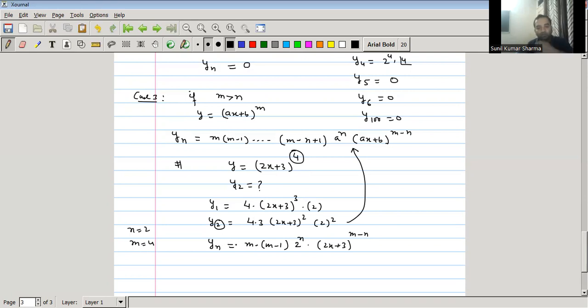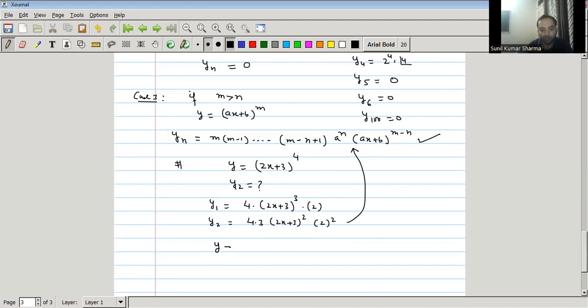But instead of writing in terms of m and n, you can see y2 is equal to 4 into 3 factorial into (2x plus 3) square into 2 square. So if m is greater than n, then we get the result in this form. So try to solve some more examples related to this problem.